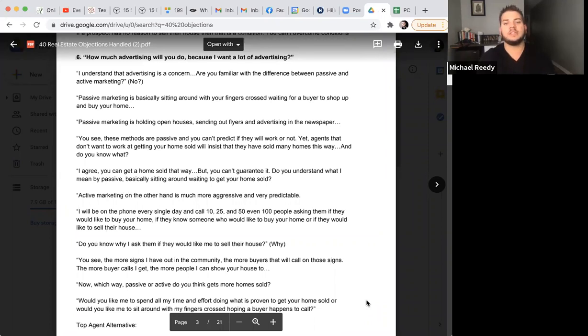You see, these methods are passive and you can't predict if they will work or not. Yet agents that don't want to work at getting your home sold will insist that they have sold many homes this way. And you know what? I agree. You can get a home sold that way, but you can't guarantee it. Do you understand what I mean by passive, basically sitting around to get your house sold?